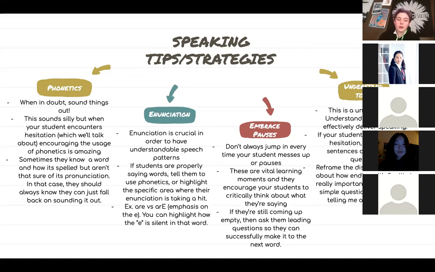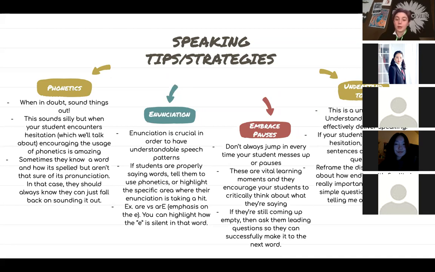R versus RA, emphasis on the E. You can highlight how the E is silent in each word. So with R, it's easier to tell which proper pronunciation it is. I kind of made it confusing. But the proper emphasis is on the A, and you don't really pronounce the E. So that's how you incorporate the silent E where it's not phonetically emphasized.